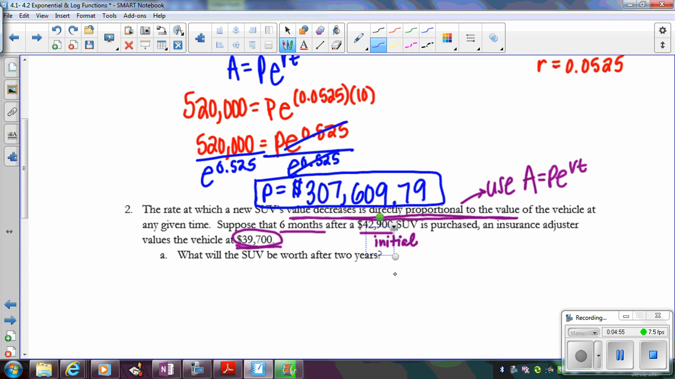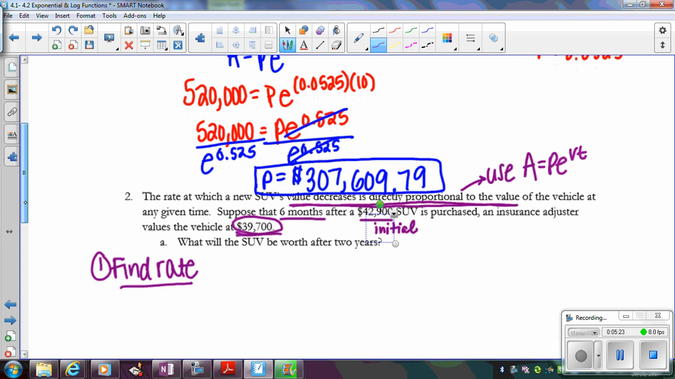Well, we need to figure out the rate first, because it just says that it decreases directly proportional, but I don't know the percentage. I do know the starting amount and what it became after 6 months. So what I can do is plug in and find the rate, and then once I know the rate, I'll be able to find the value after 2 years. So this is going to be a two-step problem where the first thing you have to do is find the rate, because that's not given to us this time.